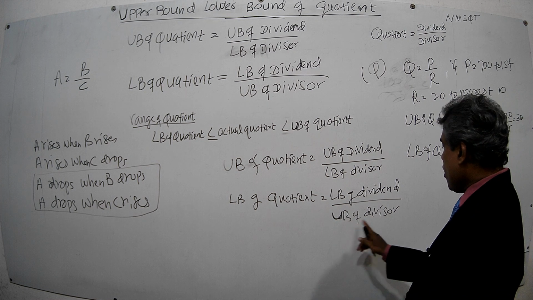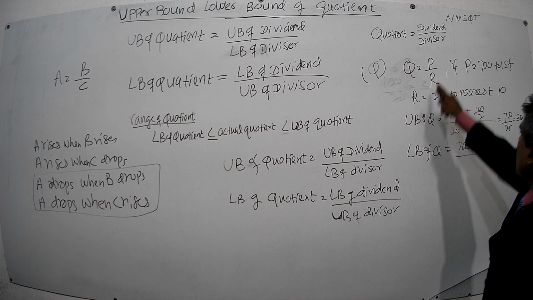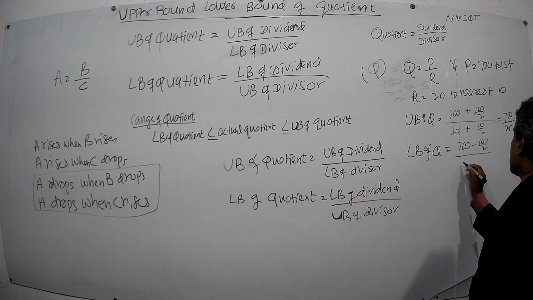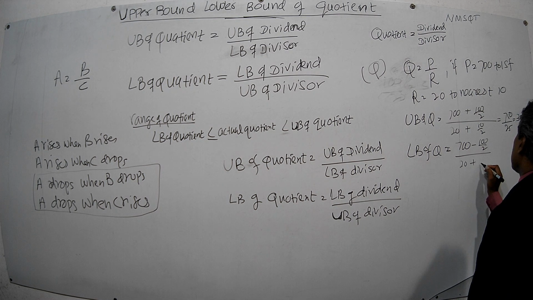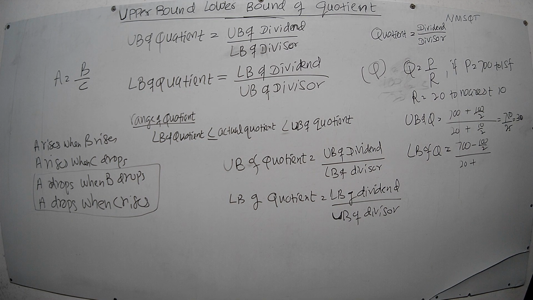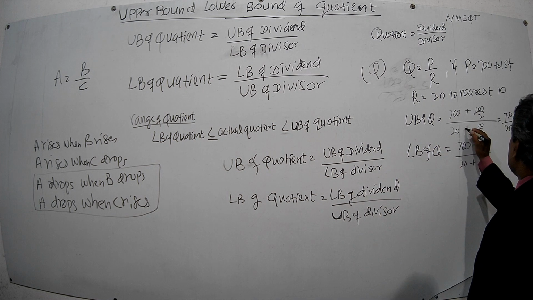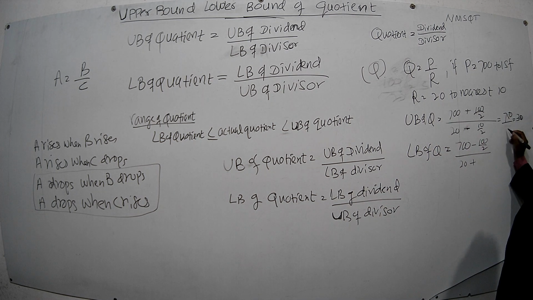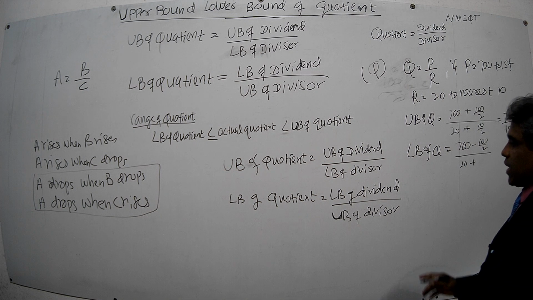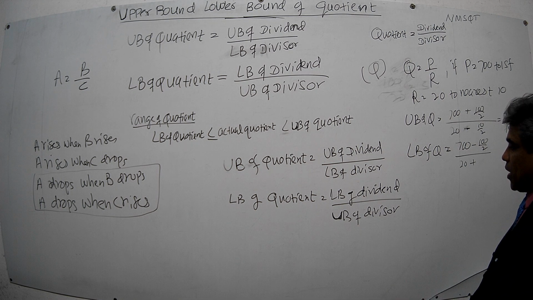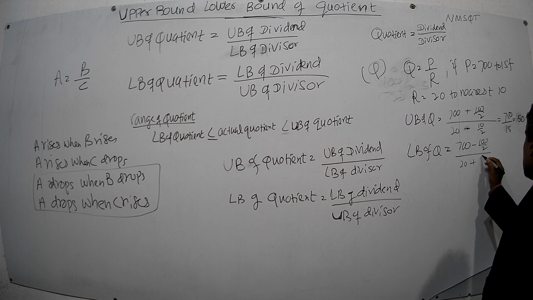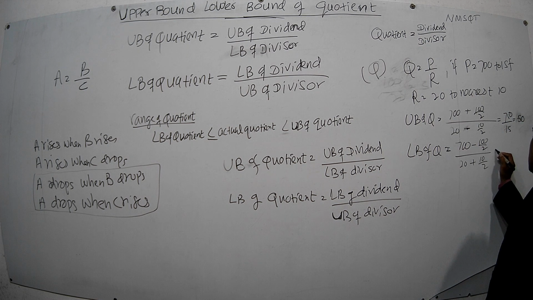Then the upper bound of the divisor. The divisor R is 20, corrected value plus the degree of accuracy over 2. Here I have made a mistake; the lower bound is what we need for the dividend, so we deduct 50. To find the lower bound of the quotient, you have to get the upper bound of the divisor, which means 10 over 2.